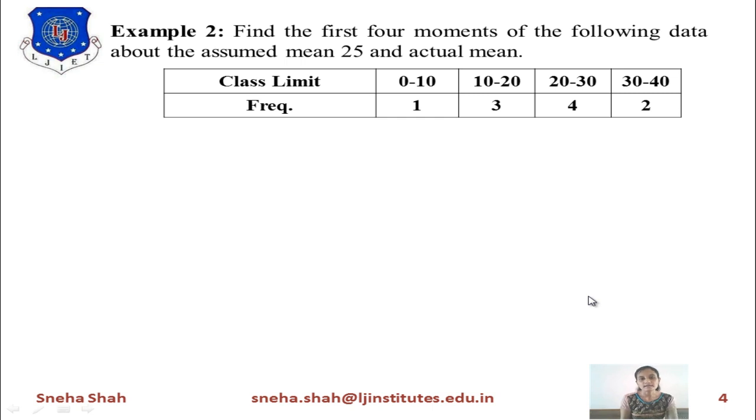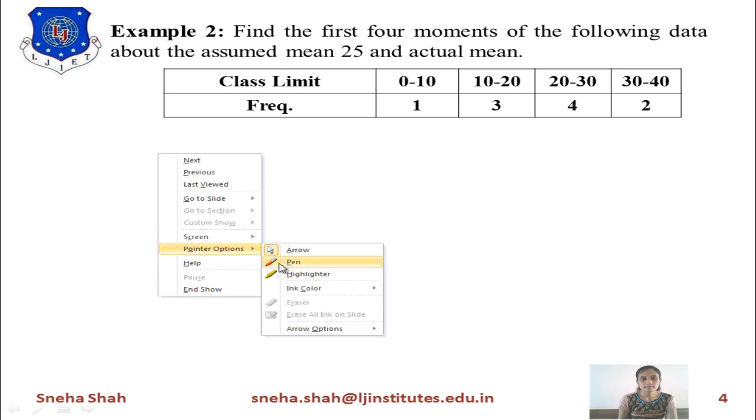Now the next example is: find the first 4 moments of the following data about the assumed mean 25 and the actual mean. The below table is given to you like this. Class limits are given as 0 to 10, 10 to 20, 20 to 30, 30 to 40, and the frequencies of occurrence equal 1, 3, 4 and 2.